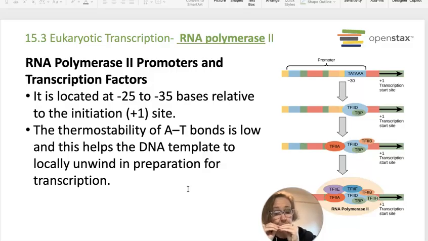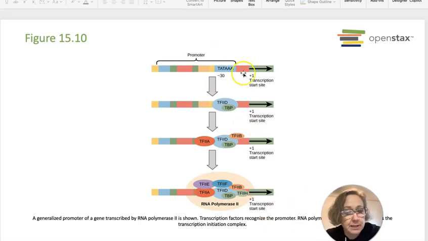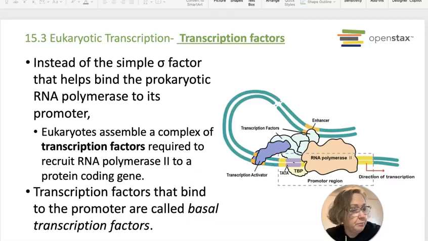So that's what the TATA box is for, because it's a TATA box, and it's going to denature or unwind quicker. Okay, and here's a little bit of that story. Here's your TATA box. Here's your transcription factors. All of this is about 30 nucleotides upstream, and then you have your transcription factors and your RNA polymerase 2.